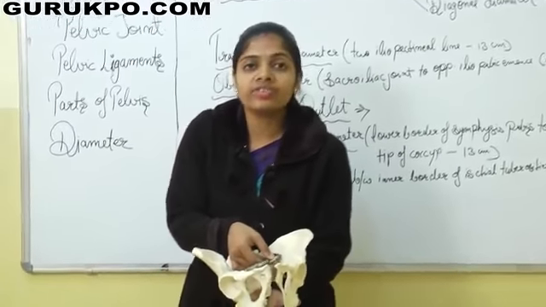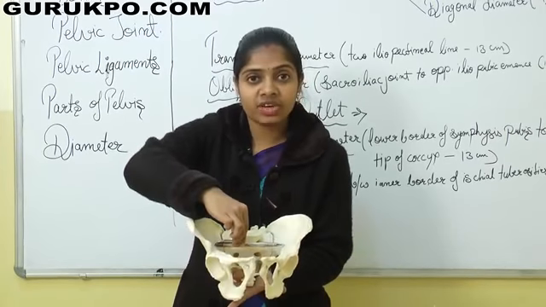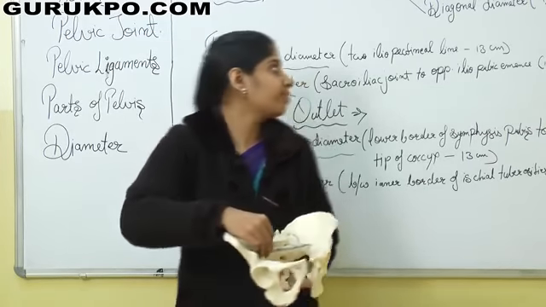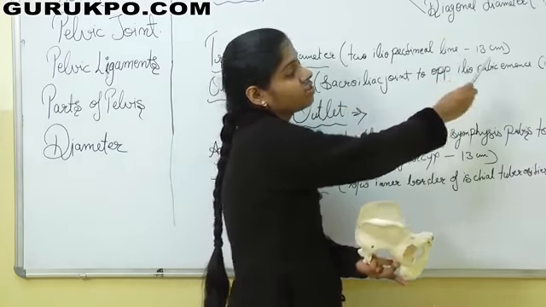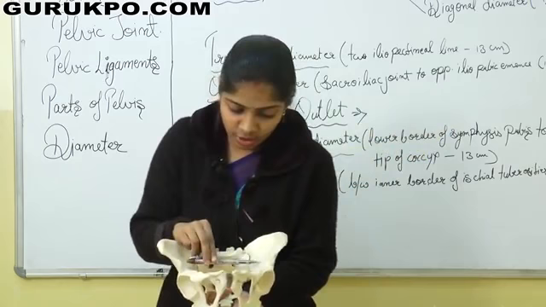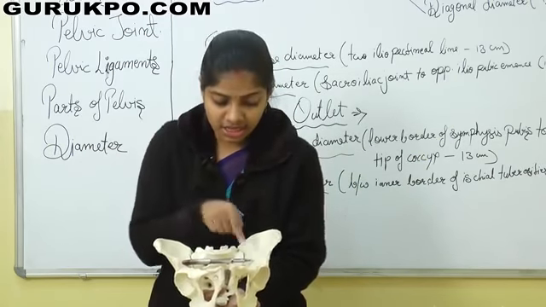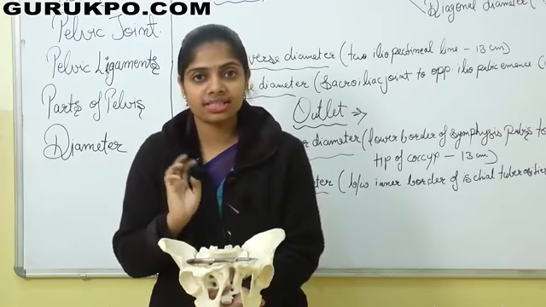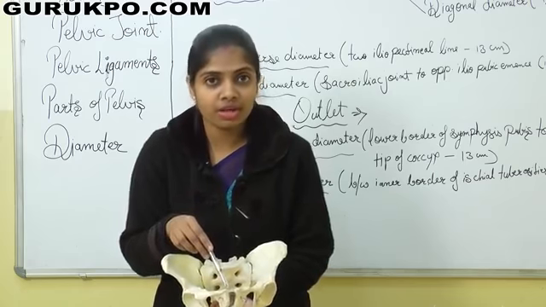Now we will talk about the transverse diameter of the brim. Here it is the transverse diameter. It joins the two iliopectineal lines, and this diameter is 13 centimeter. So this is the diameter of the brim of the pelvis.